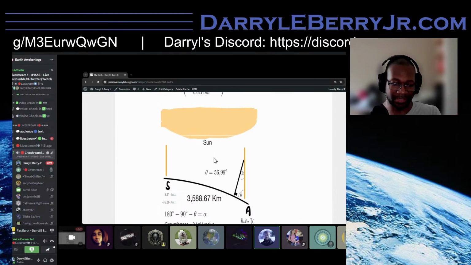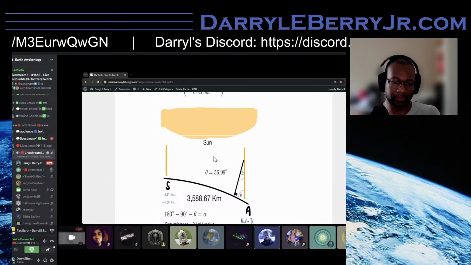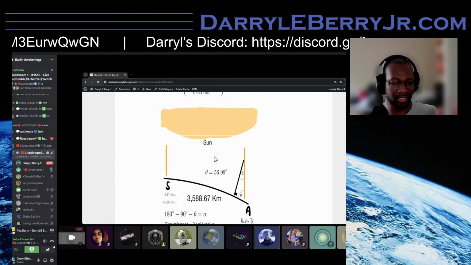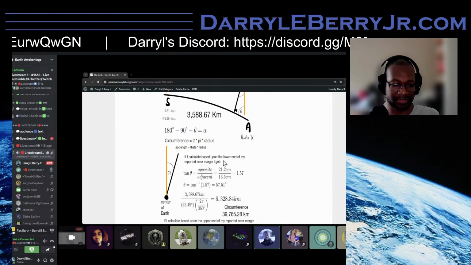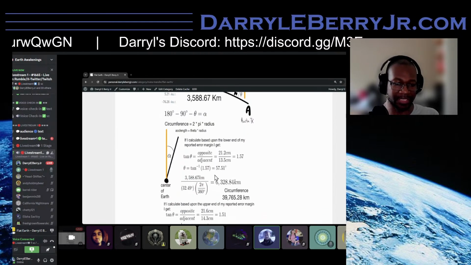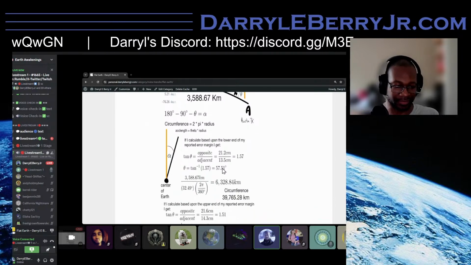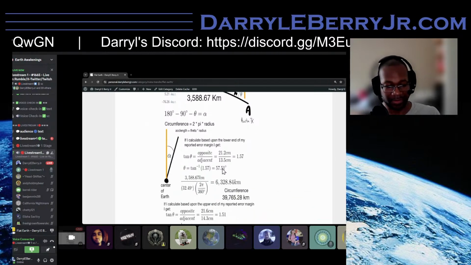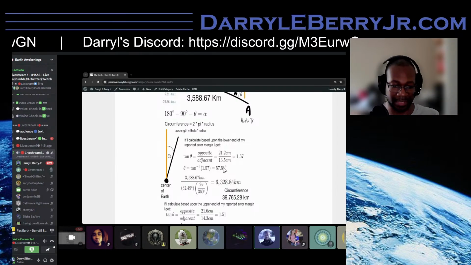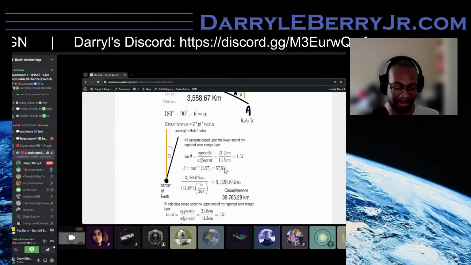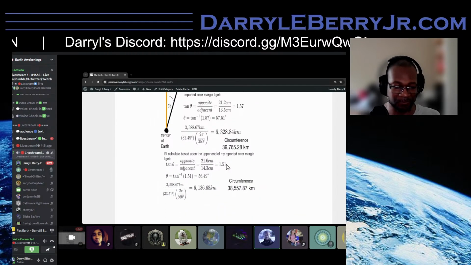utilizing the idea that the rays from the sun, because they're so distant and so large, are nearly parallel, you could do this math here, and as you can see, I was able to calculate from these angles the radius of the Earth, and therefore calculate the circumference. All the math is on my site. Just go to my site and search flat Earth, and it's all there. This is literally the page with all the math.